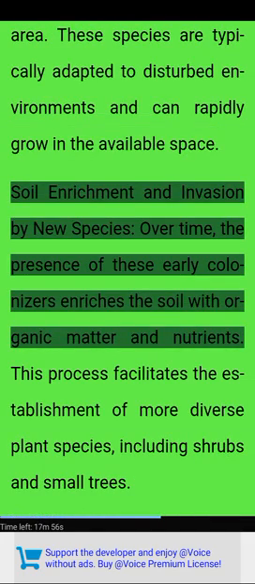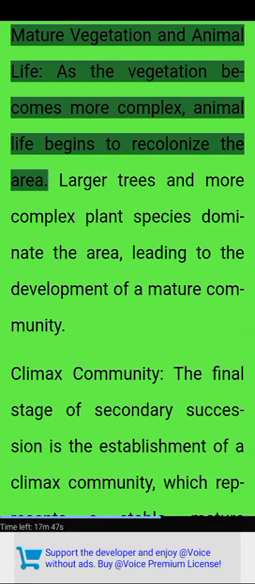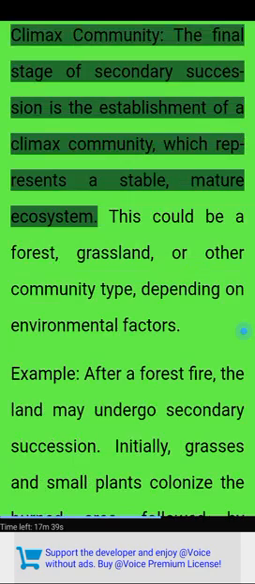Soil enrichment and invasion by new species. Over time, the presence of these early colonizers enriches the soil with organic matter and nutrients. This process facilitates the establishment of more diverse plant species, including shrubs and small trees. Mature vegetation and animal life. As the vegetation becomes more complex, animal life begins to recolonize the area. Larger trees and more complex plant species dominate the area, leading to the development of a mature community.